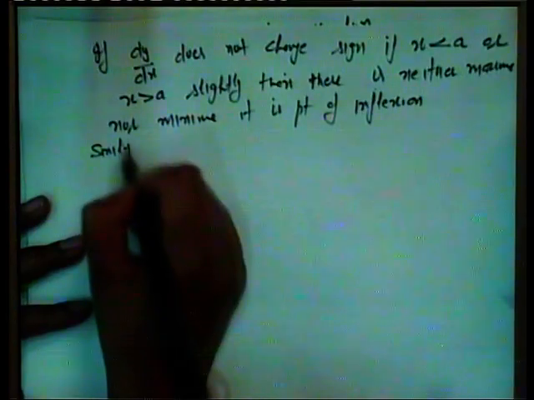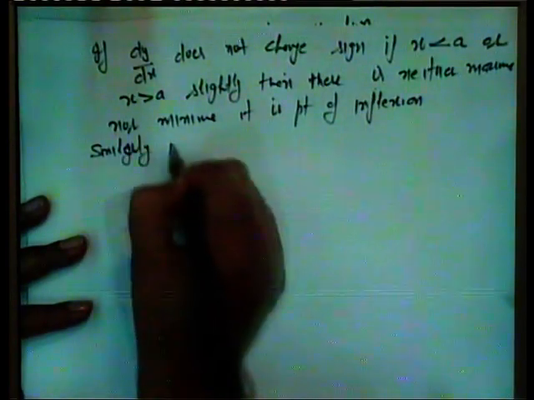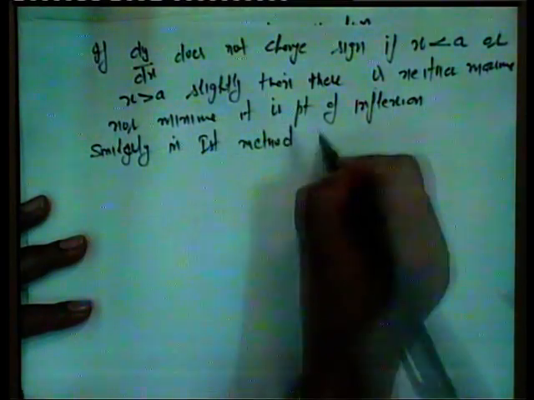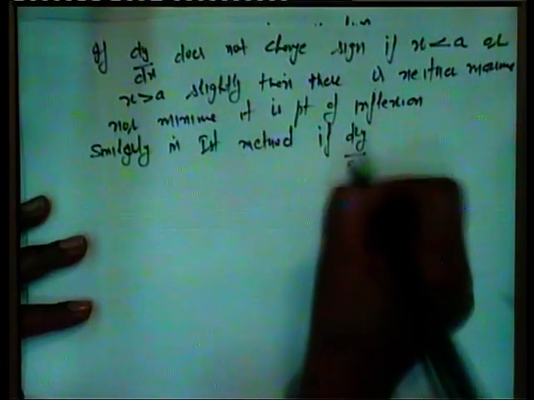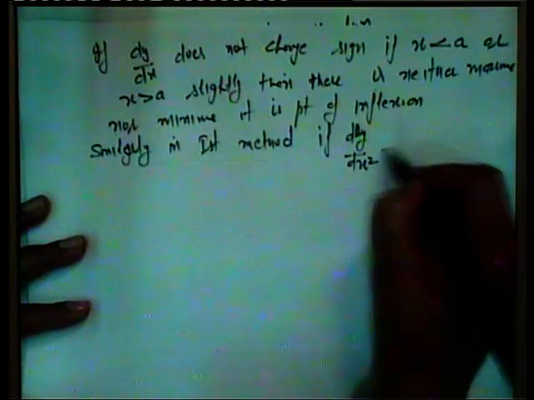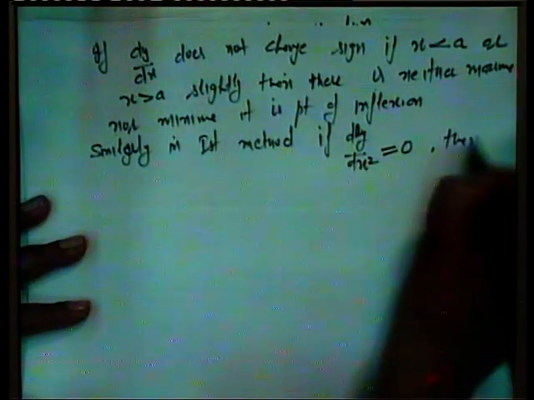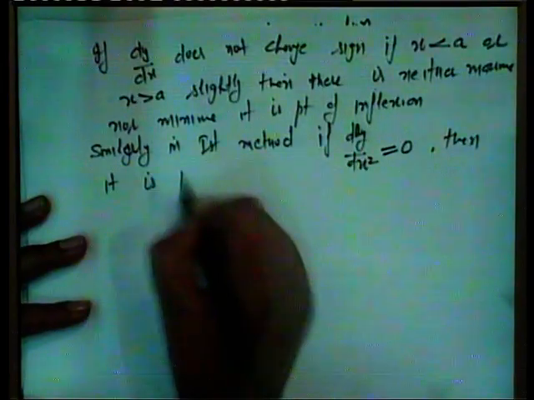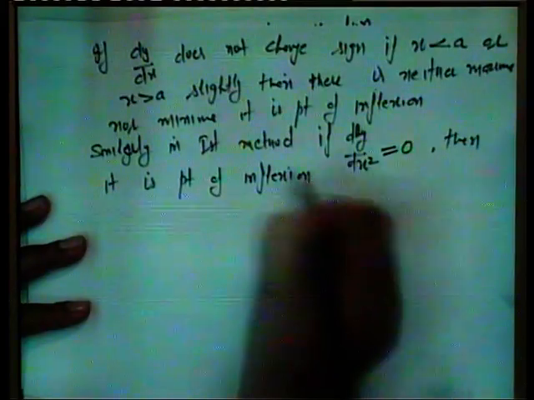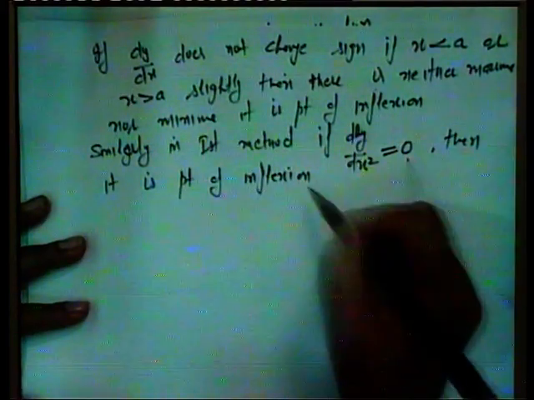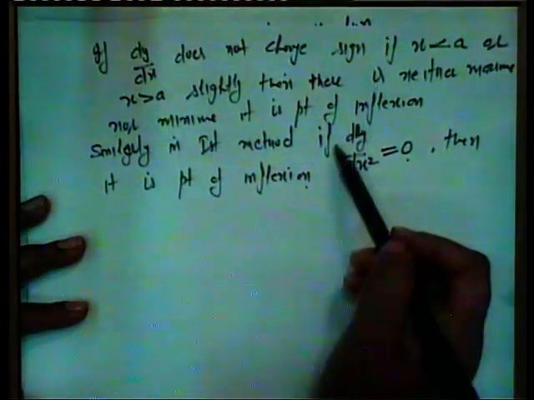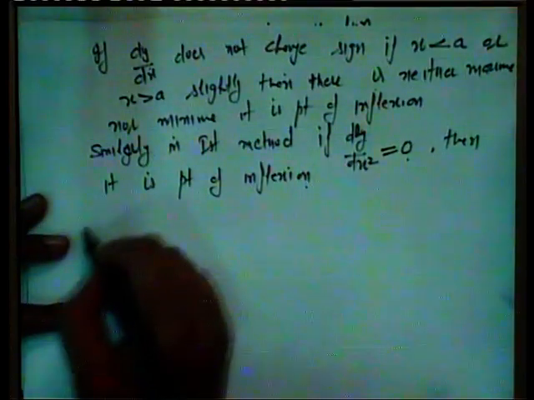Similarly, in the first method, if d2y by dx square is not positive, not negative, it is 0, then it is a point of inflection. If dy by dx does not change sign, then it is a point of inflection. We can show this by a table.